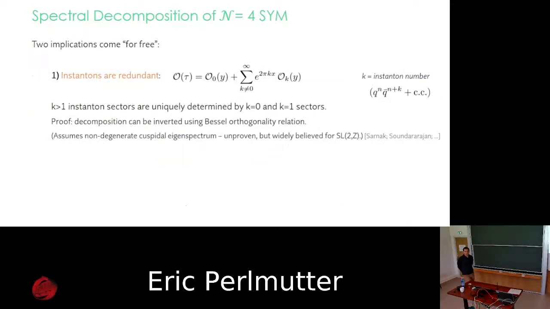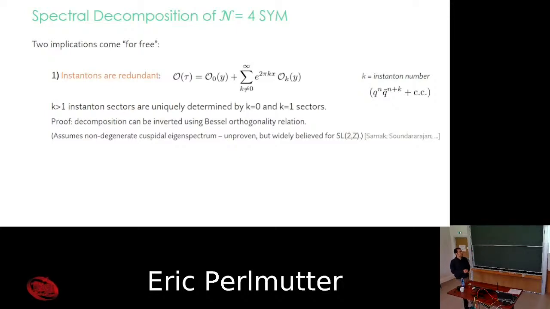So there are two implications of this that come sort of for free without doing too much work. And the first is that instantons are redundant in N equals 4 super Yang-Mills. So what do I mean by that? Well, let's develop a Fourier decomposition of O. If we write it as the sum of the zero mode and the non-zero modes, where remember x is the real part of tau, then what is the Fourier mode number? Well, it's just the total instanton number. If you have some observable, you expand it in powers of q and q bar, where q is e to the 2 pi i tau. You count the number of instantons, the number of anti-instantons, and you subtract the two. That's k. Okay.